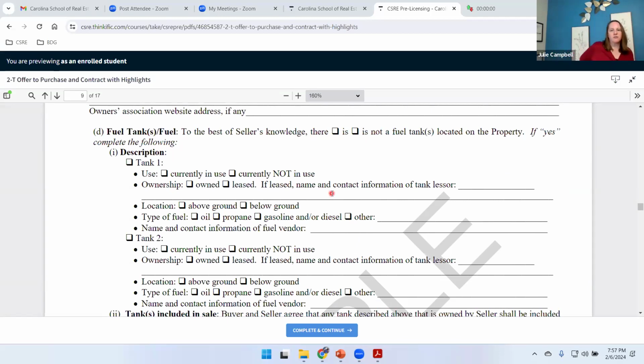Sellers represent if there's a fuel tank on the property, again, also in the listing agreement. So we, as the listing agent, know this information coming into it. We've already discussed it. There is or is not a fuel tank on the property. You can see here we got a place for two tanks. Is it in use? Is it owned or leased? Where is it located? What kind of fuel is in it? And who do we contact? The fuel vendor.